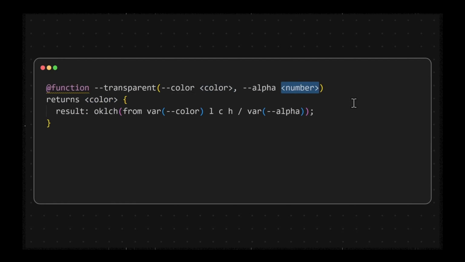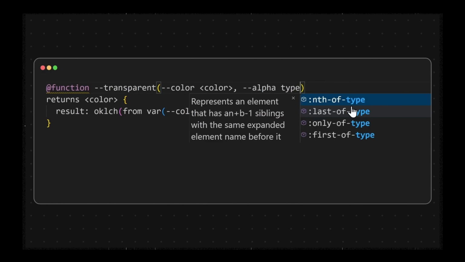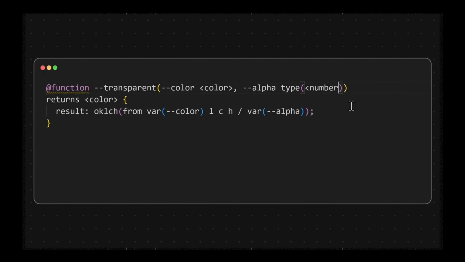If I say the alpha has to be a number, then 0.2 is valid, but 20% would not match that type. If I want to allow both, I can use the type function. Now the alpha parameter can be a number or a percentage value, so both 0.2 and 20% would be allowed.